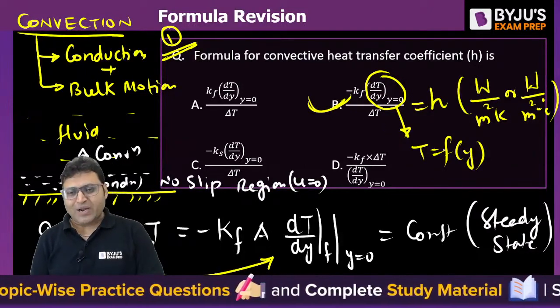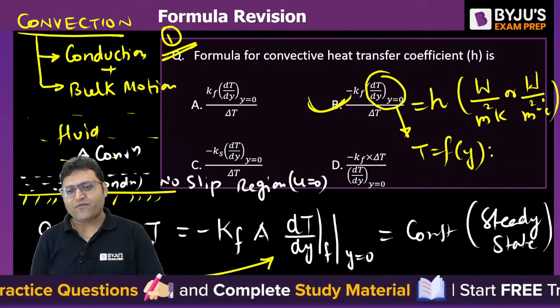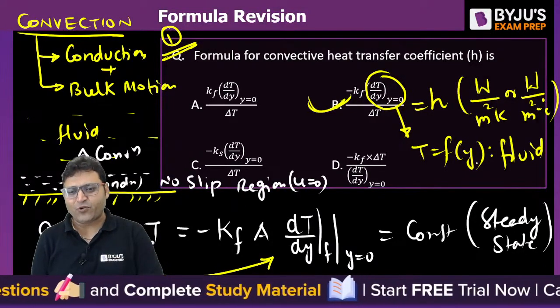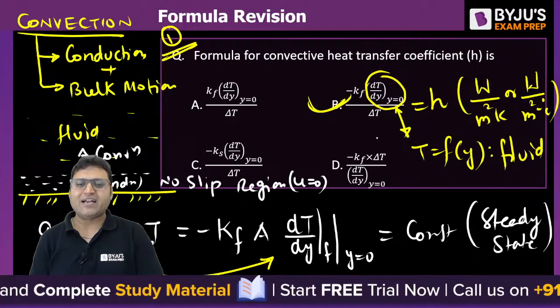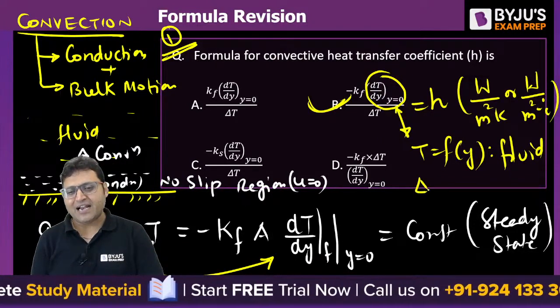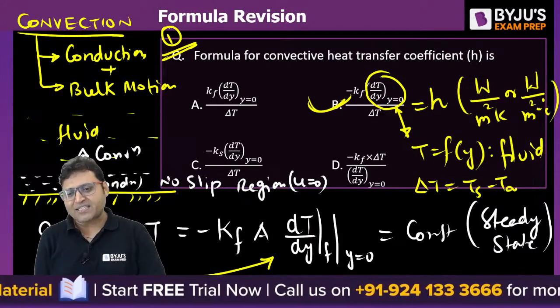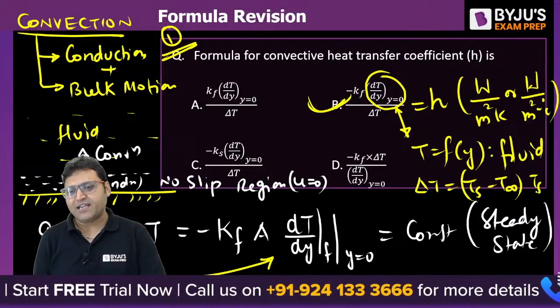Everyone, please, how to get the value of dT by dy at y equal to 0? If we know the temperature profile in the fluid, by differentiating it, we get dT by dy. And what is delta T? Delta T is equal to Ts minus T infinity if Ts is greater than T infinity.